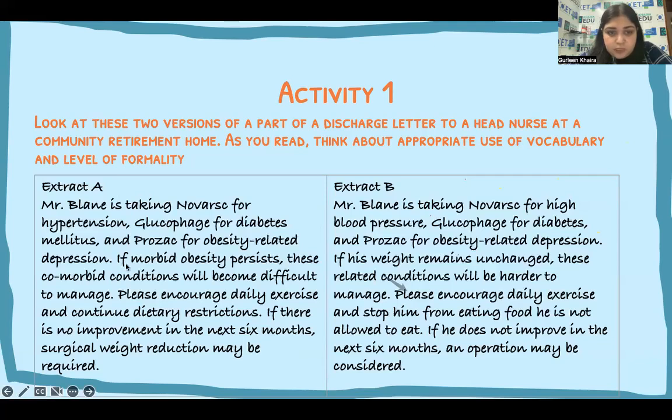Then if you look at style of writing, compare this. If morbid obesity persists, compare this to this. If his weight remains unchanged, which one sounds more formal? The first one. Then please encourage daily exercise and stop him from eating foods he is not allowed to eat. Compare this to this. Please encourage daily exercise and continue dietary restrictions. Which one sounds more formal? First one.